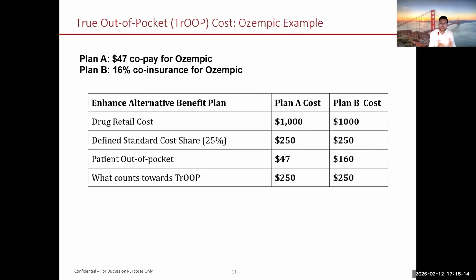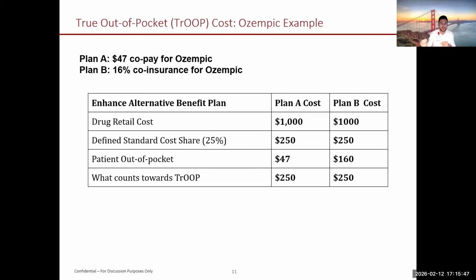For the Plan A person, they will only pay $47, because that's what the plan offers, a $47 copay for this drug. In Plan B, we had a 16% coinsurance. 16% of $1,000 is $160, so the person in Plan B will pay $160. But what actually counts towards your out of pocket? What counts to that $2,100 limit? In both cases, it's still $250, because what actually counts towards your catastrophic coverage cap is the standard.